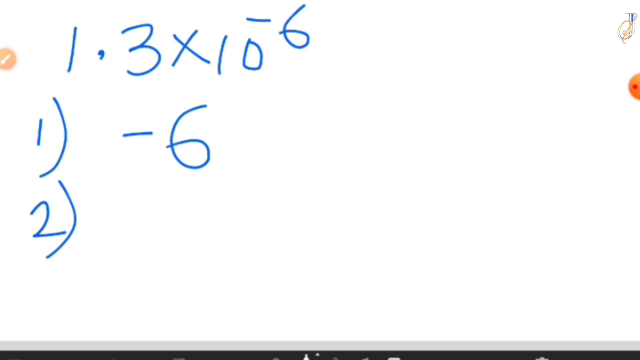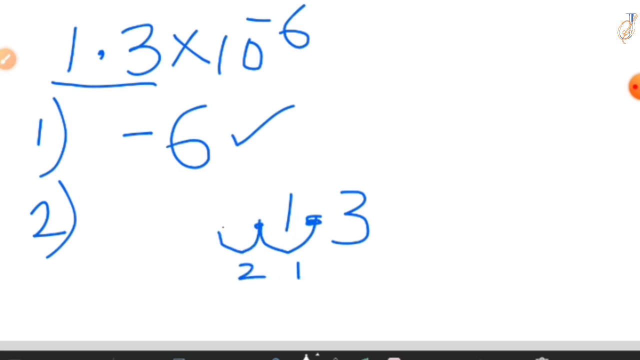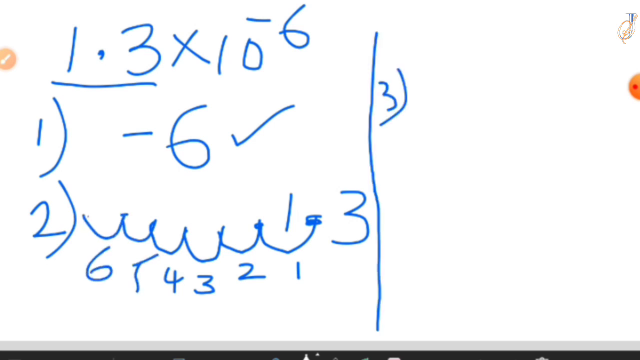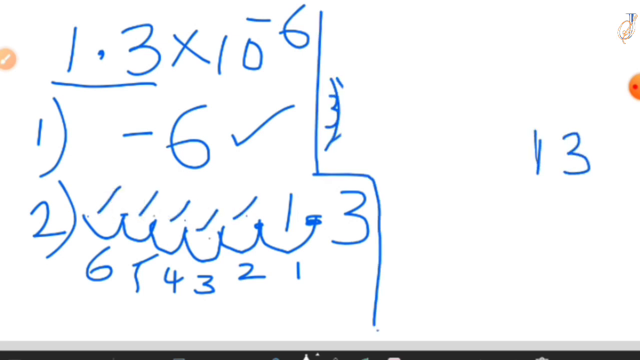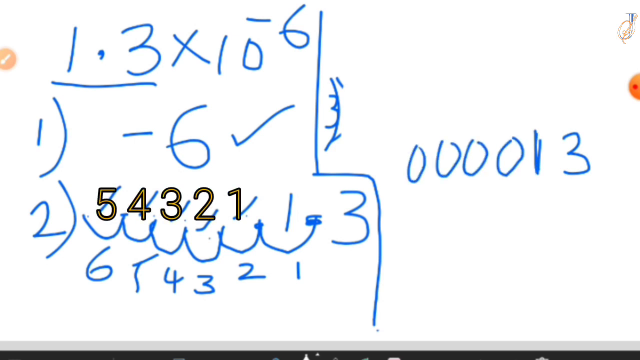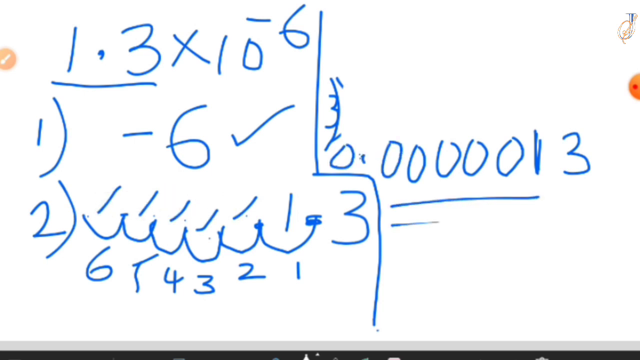Step 2. The decimal number is 1.3. Here you have to move to the left 6 places because our exponent is 6. So 1, 2, 3, 4, 5, 6. Step 3. So what is step 3? Fill zeros in empty spaces. You have to fill it. So after 3, 1, you have to fill 5 zeros. 1, 2, 3, 4, 5. Then the decimal point comes, and before that 0. So this is your number.